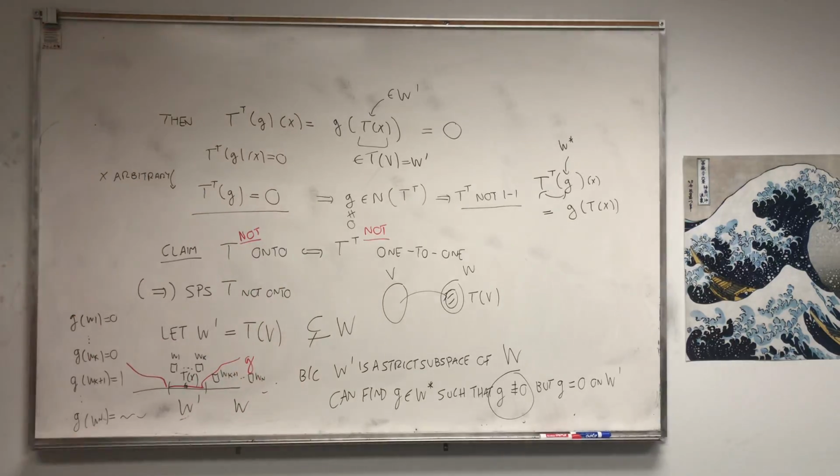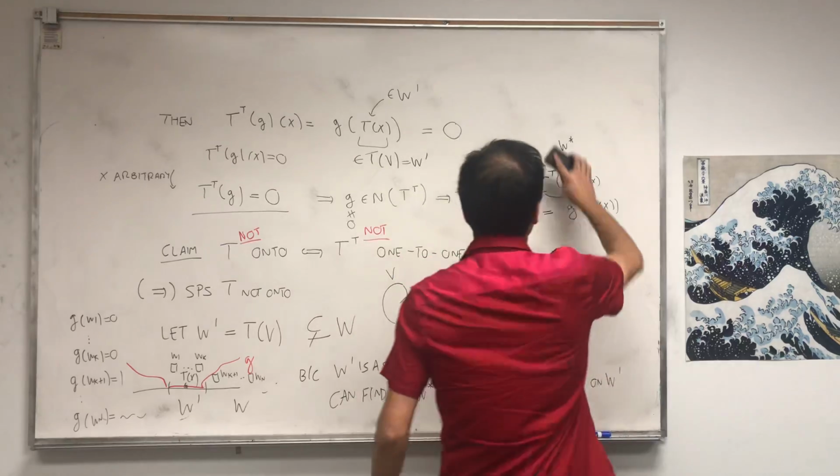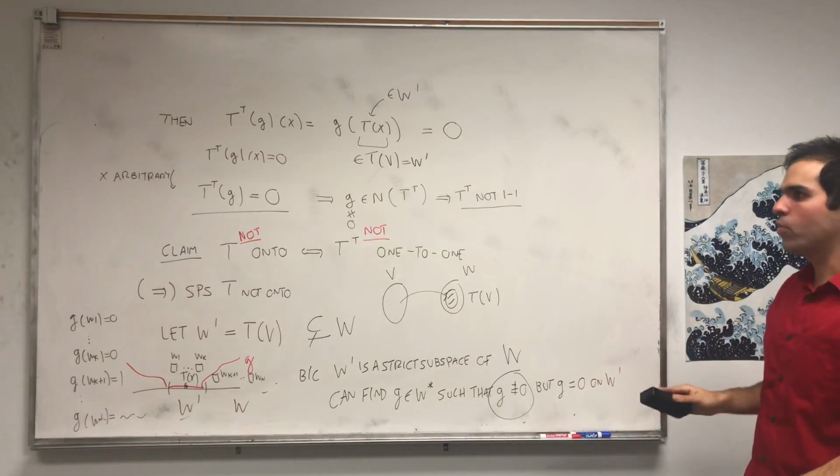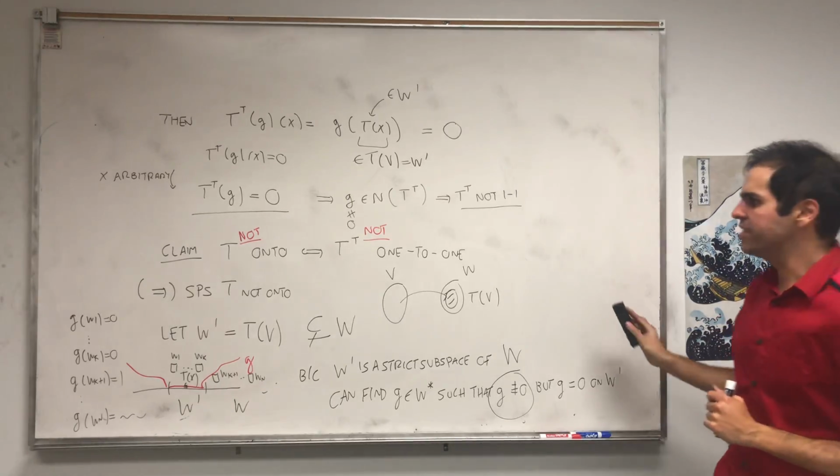So it gets messy, but now let's do the other part. So suppose now T transpose is not 1-to-1. Let's show that T is not onto.